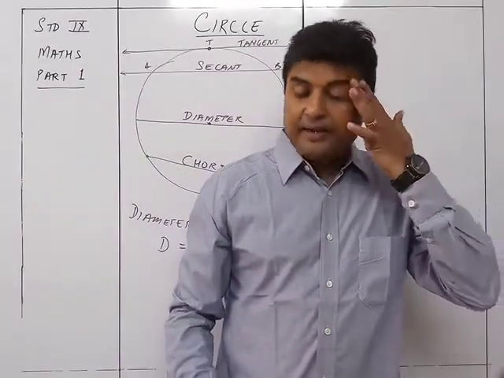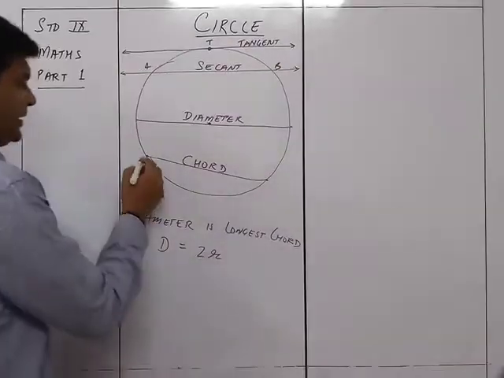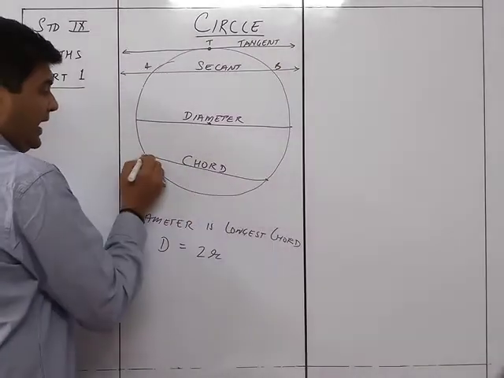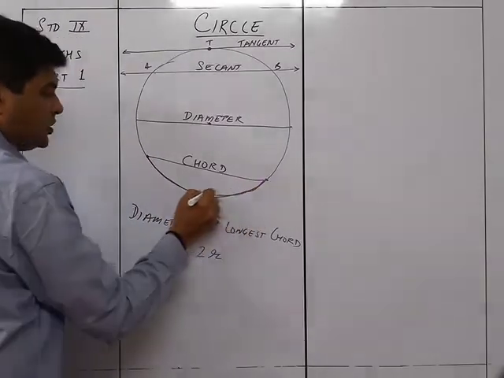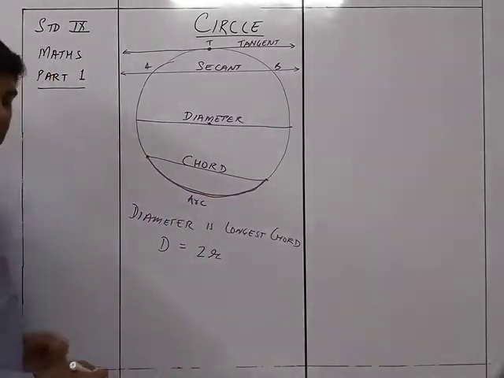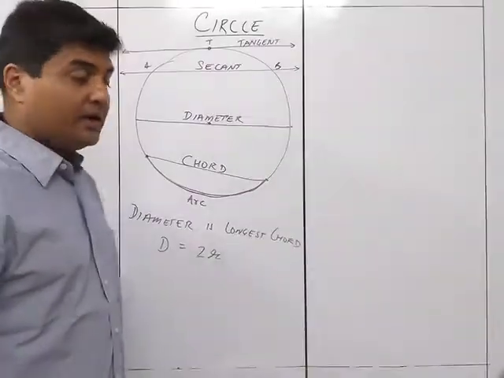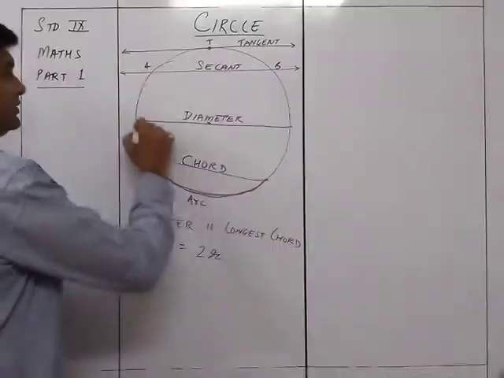So that is secant. Now, the next is, if I take any particular 2 points on the circle, the curved part over here is called the arc. Of course, this is dividing into 2 parts. One is this part and the other one is the bigger part.